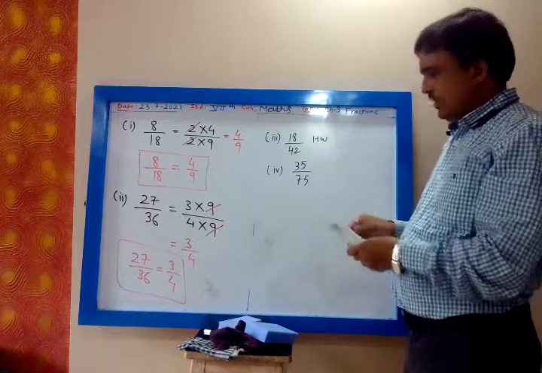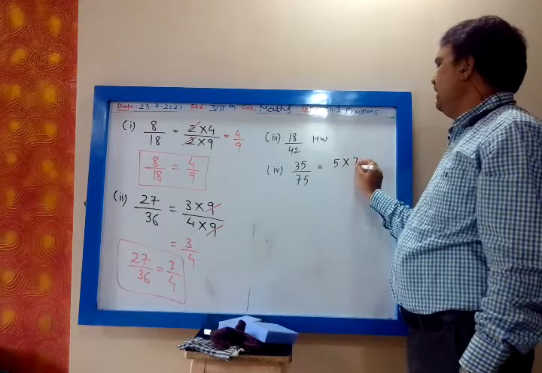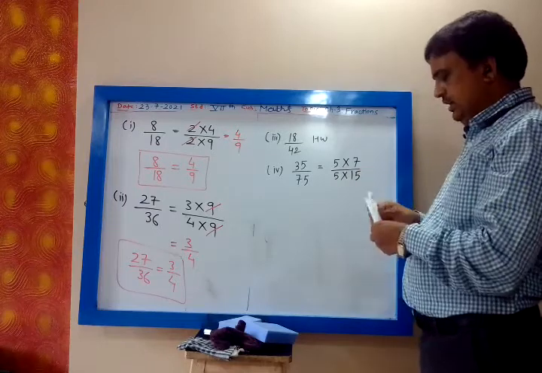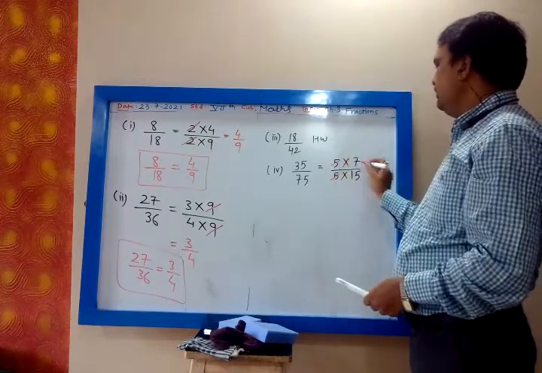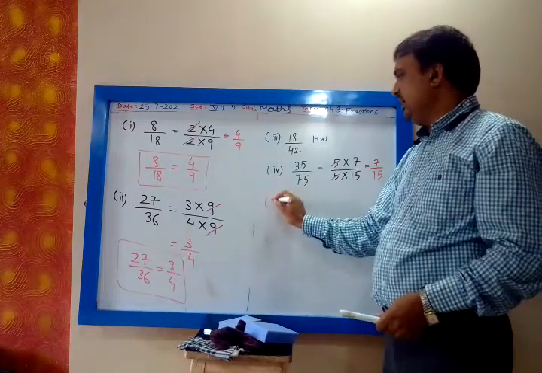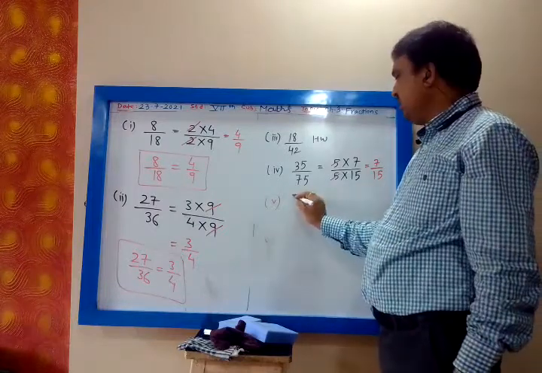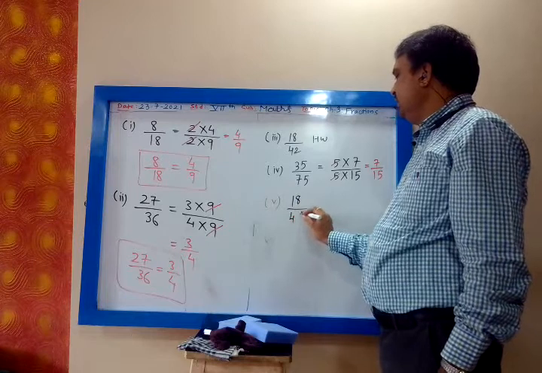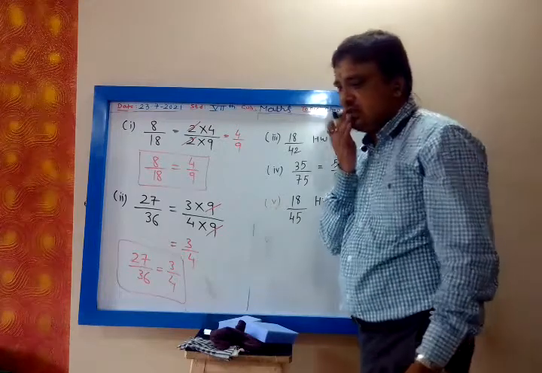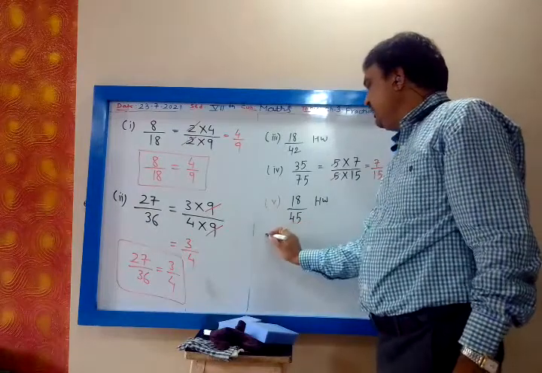Let me solve this. 35 I can write as 5 7s are 35, and 75 as 5 15s. So 5 gets cancelled. 7 upon 15. Now there is nothing common, so we stop there. Then 18 upon 45. 18 you can write as 2 9s are 18, and 45 as 5 9s are 45.